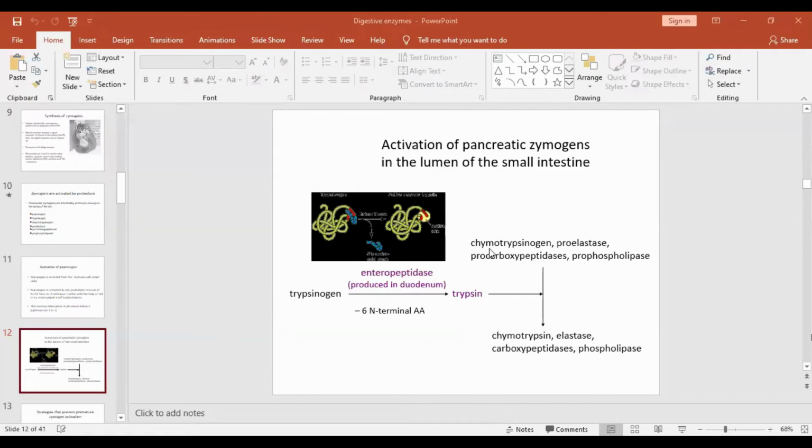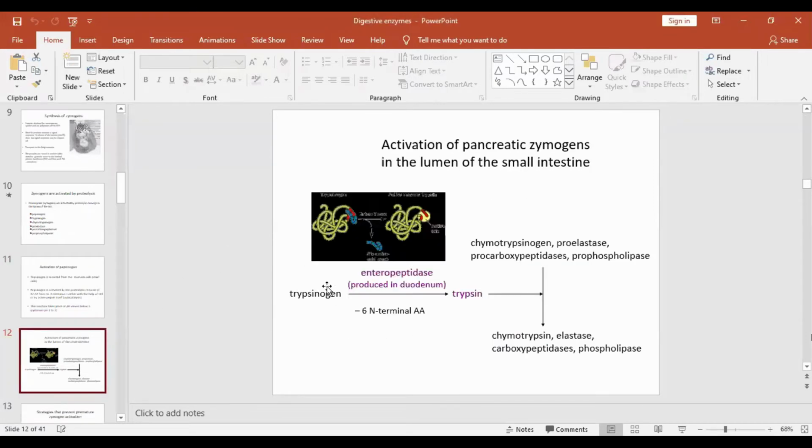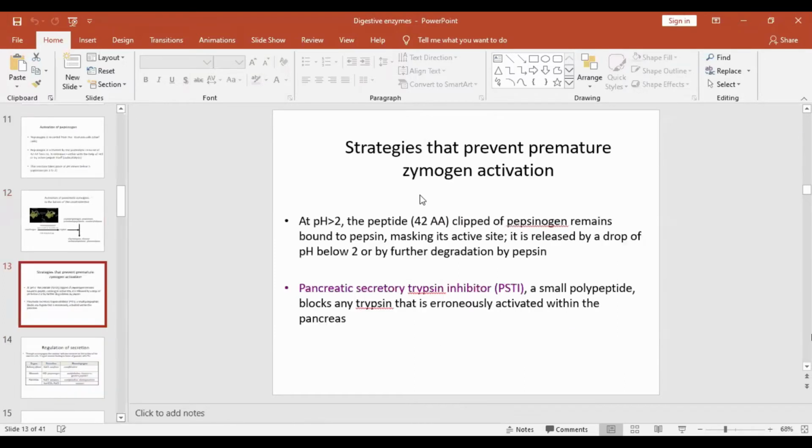I've already told that for the conversion of zymogens, or inactive enzymes, to the active form, certain terminal amino acids should be removed or clipped from that part. After that, it becomes active. Here I've already shown pepsinogen and trypsinogen, which are certain zymogens that need to be activated. So the strategy is to prevent premature zymogen activation.